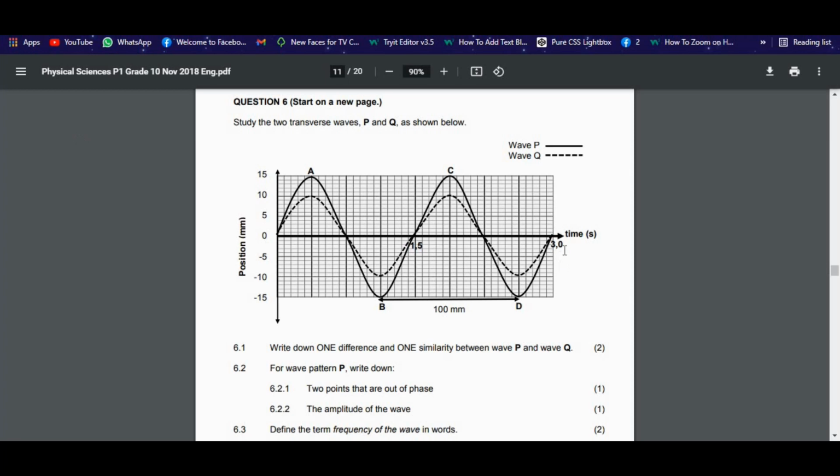Am I correct? Wow. Yes, 2018 November paper. Here we got, say, study the two transverse waves, P and Q, as shown below, and they give you the legend or the key. P is the solid line, or the solid wave graph, and Q is the dotted one, which is slightly lower. We've got the position in millimeters, and time in seconds. Okay, so this amplitude is measured in millimeters. They said write down one difference and one similarity between waves P and Q.